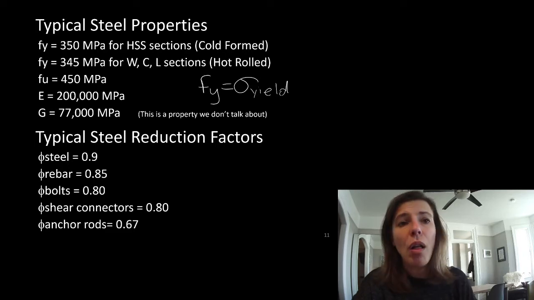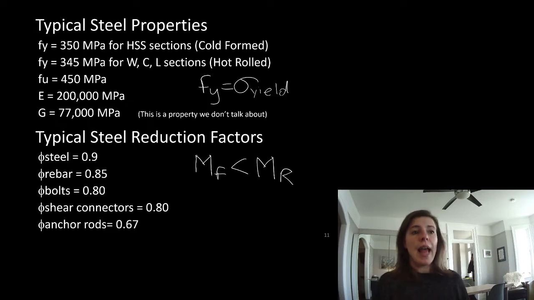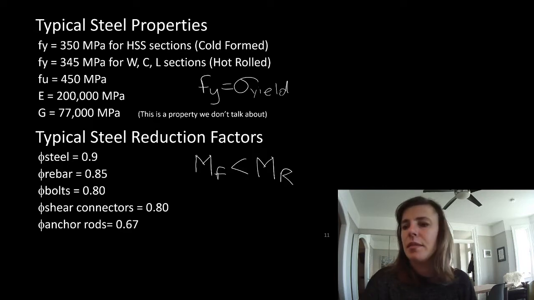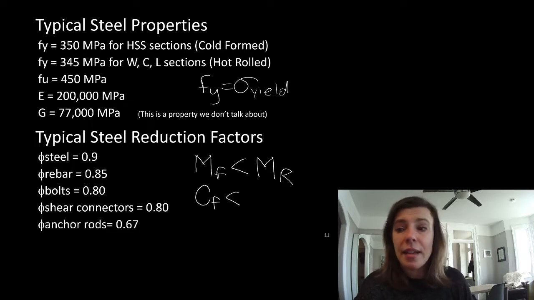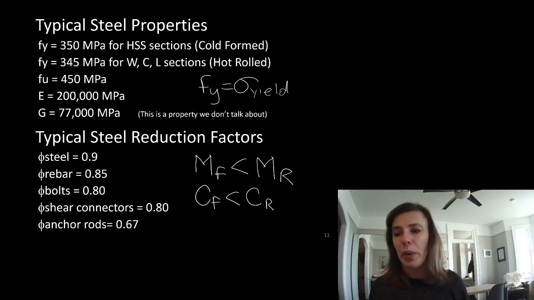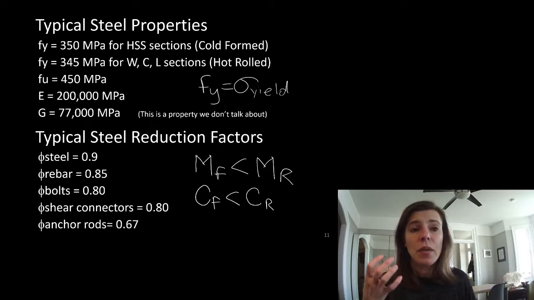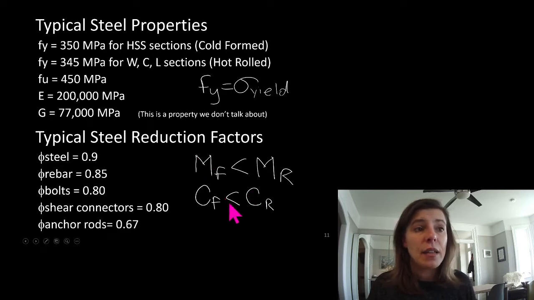Now, here is the thing we need to know. We have all this time been talking about MF needing to be less than MR. Since we're talking about axial loads, how about I write it as one of the axial components. CF needs to be less than CR to be strong enough. CR is our capacity. CF is the load that's actually on it.